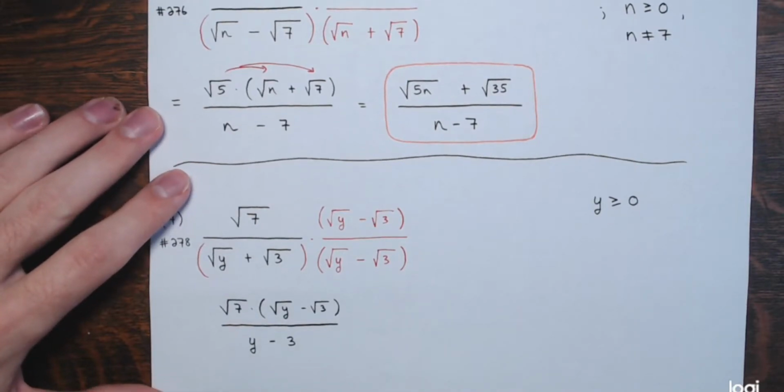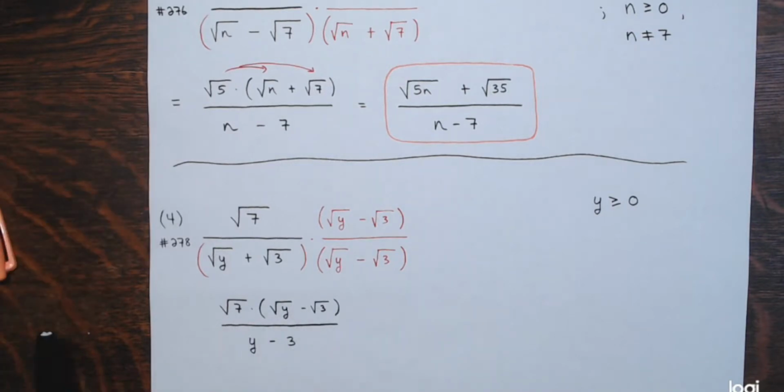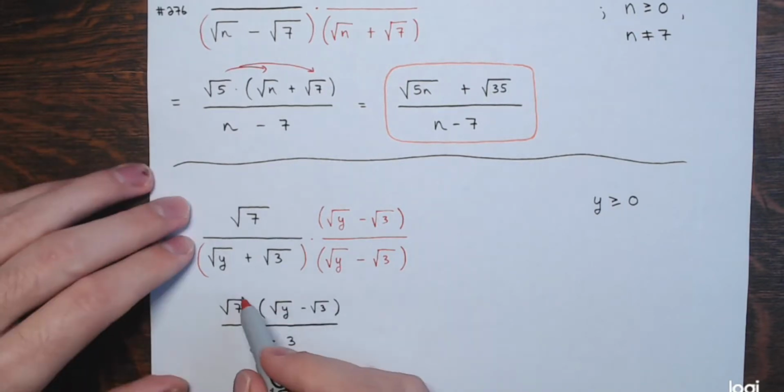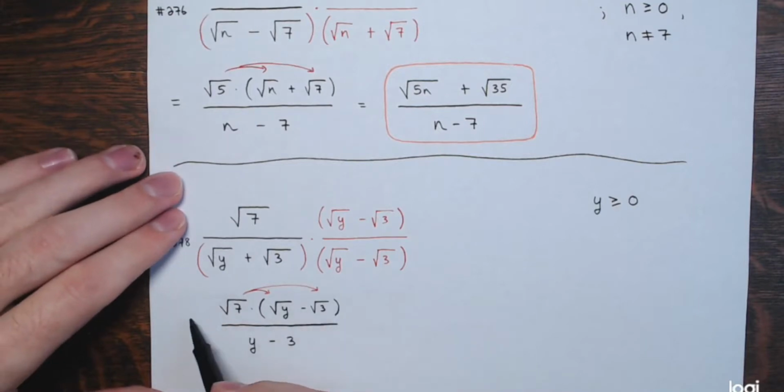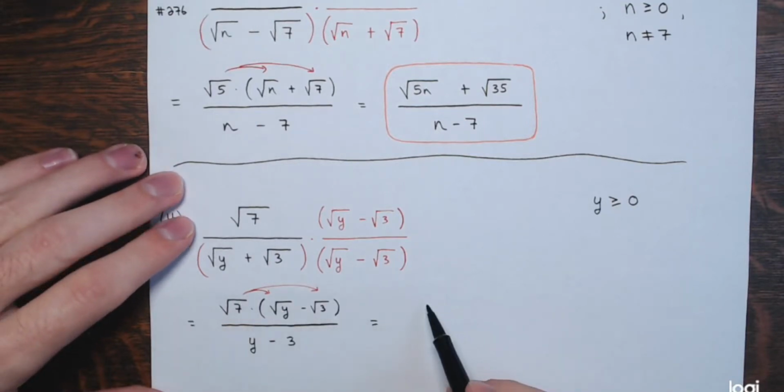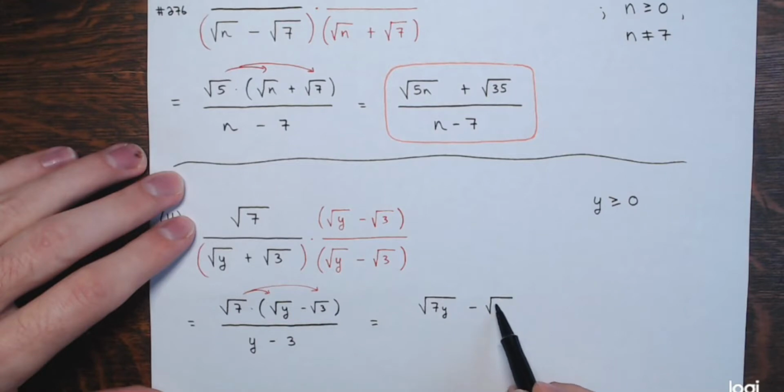And I'm not seeing any factors of y minus 3 in the numerator, so this is as simple as it gets, and then I'll just distribute the square root of 7 here. So this is great. There's nothing wrong with writing this, but you could also keep going and multiply. This would be the square root of 7y minus the square root of 21, all divided by y minus 3.